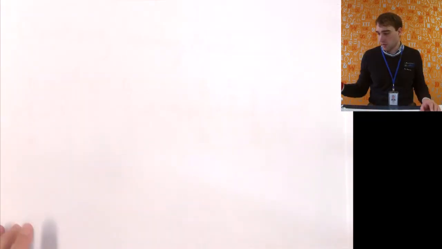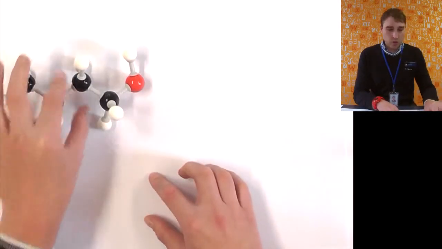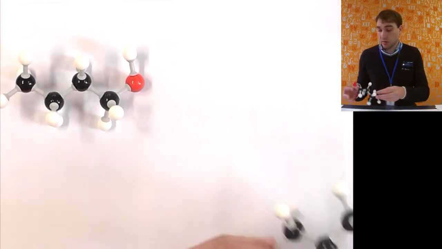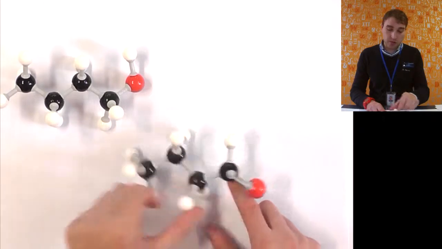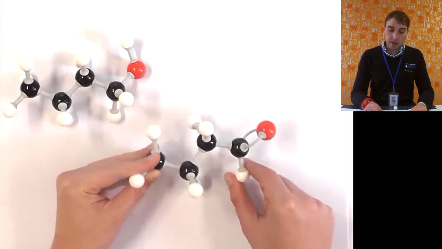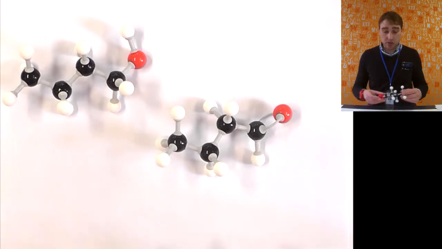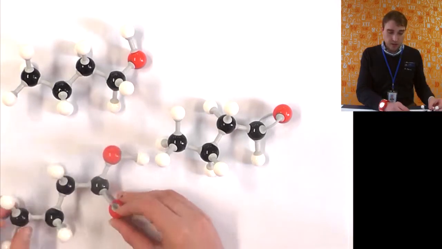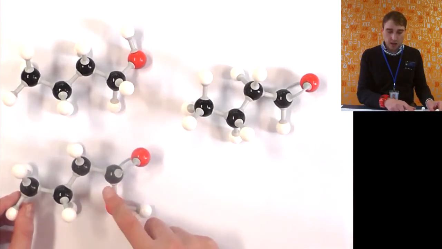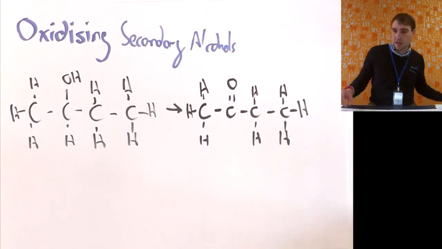If we have a look at what that looks like on the model, we'll start with our butan-1-ol. When we oxidize that, it goes to butanal. So that's this one here. We've got our C=O group here, and then our H at the end. So that makes it an aldehyde. Then if we oxidize that further, we get butanoic acid. So that's this one here. Normally this is how we would represent it, C=O, OH. So that's butanoic acid. Now we'll look at what happens when you oxidize a secondary alcohol.